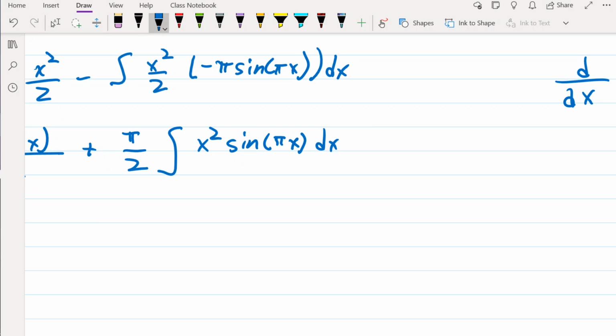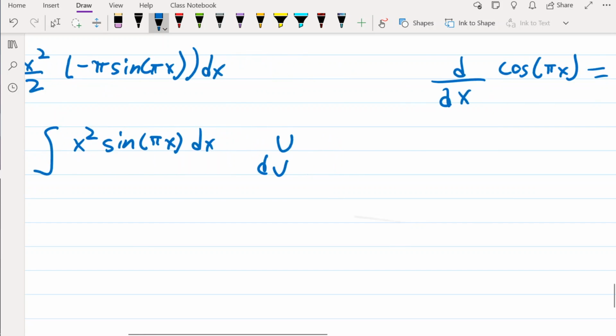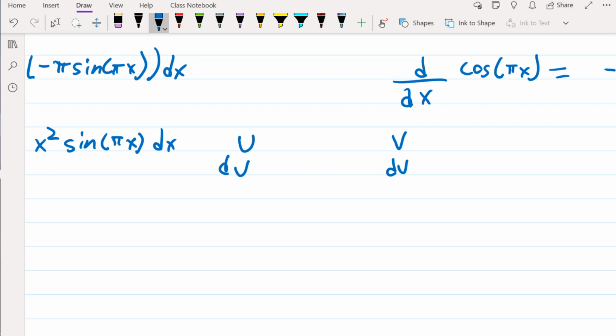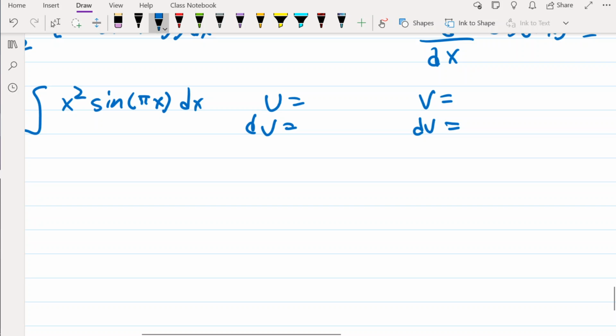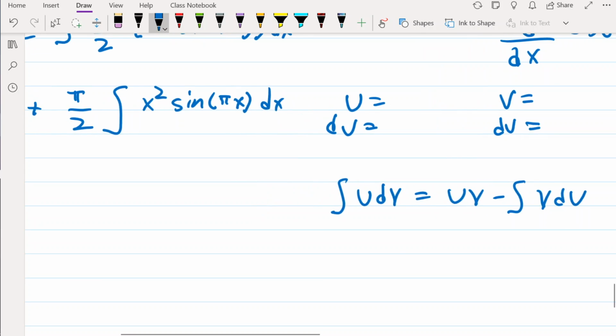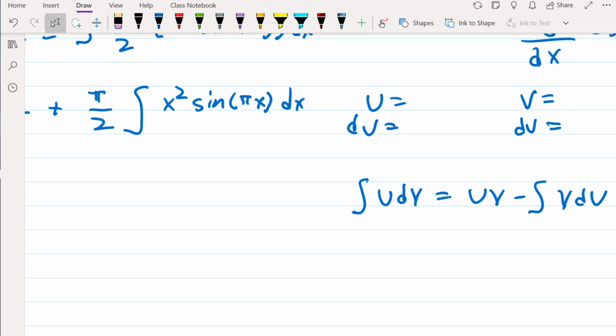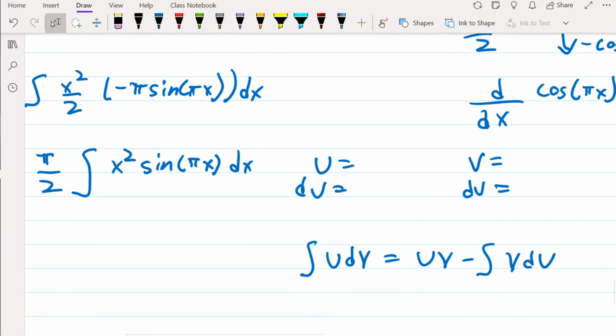So what we're going to want to do is set our u, du, and our dv, v, and so on. We'll just rewrite the rule once again. And for this, as we want to follow what we did before, we're going to set our u equal to sine of pi x, and our dv is going to be equal to x squared. So that'll be x to the third over 3.